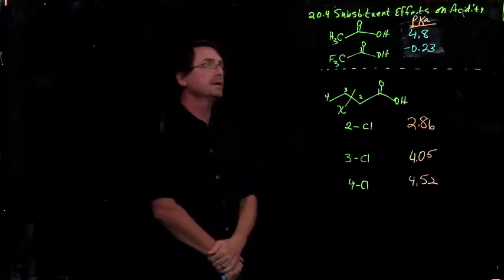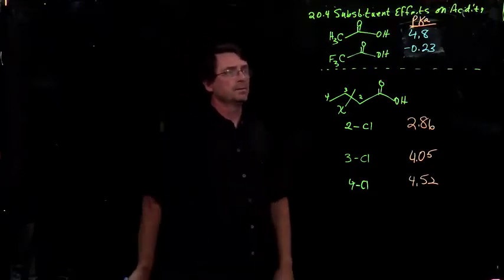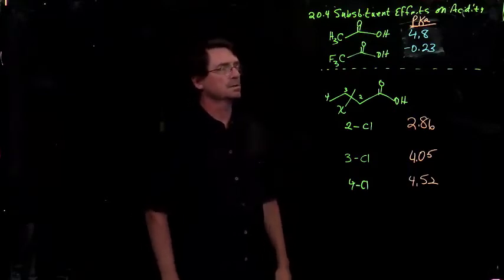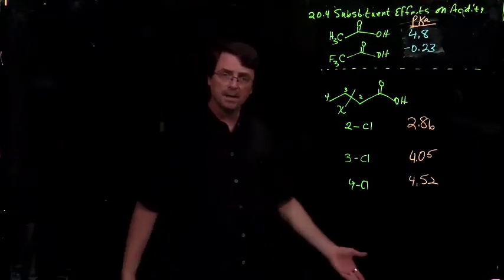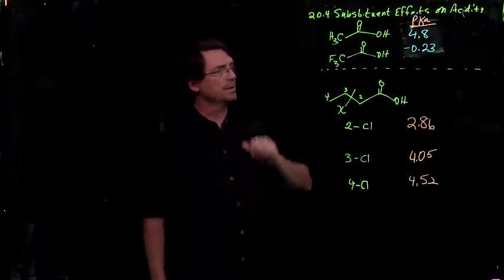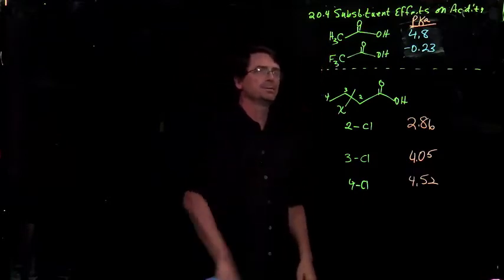All right, substituent effects on acidity. We're going to look at some specific things here. We've seen how carboxylic acids are much more acidic than alcohols, for instance, because of the presence of that double bond and its resonance. And so what happens when we put other substituents on?